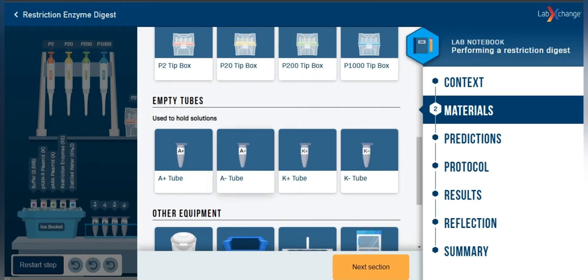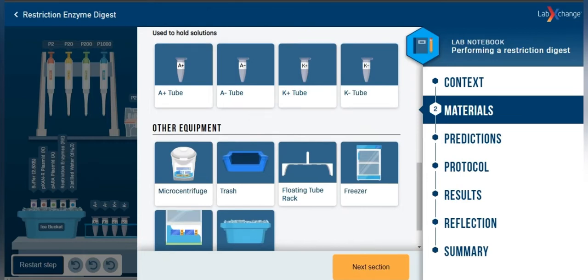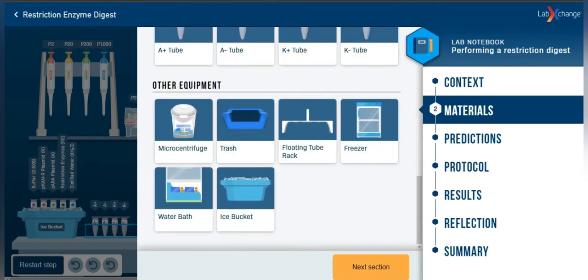I will also use empty tubes such as A plus tube, A minus tube, K plus tube, K minus tube, and other equipment such as microcentrifuge, trash, floating tube, freezer, water bath, and also ice bucket.